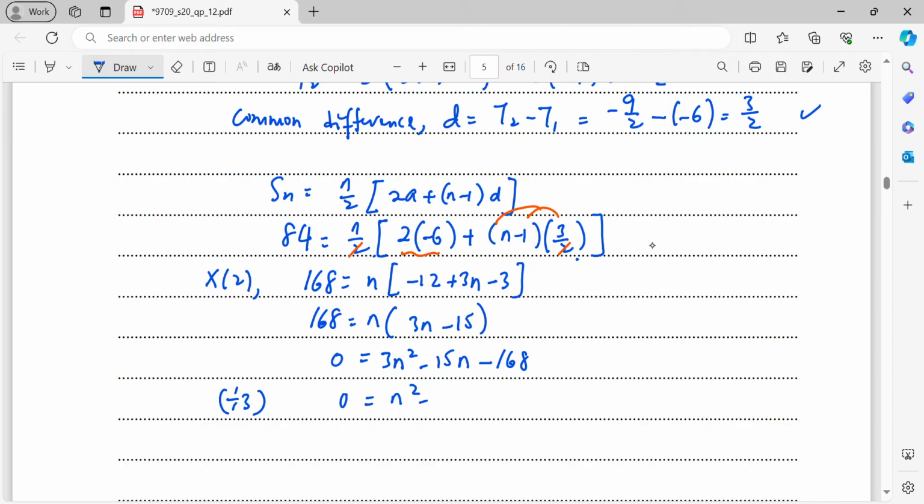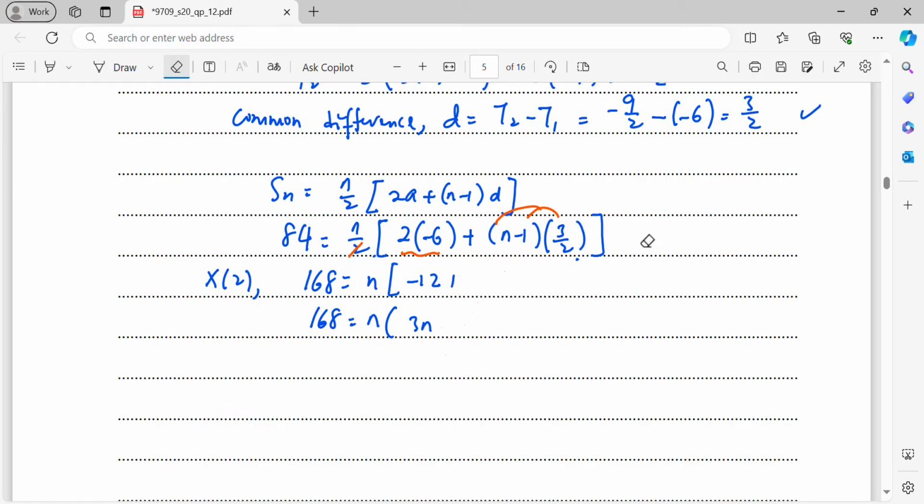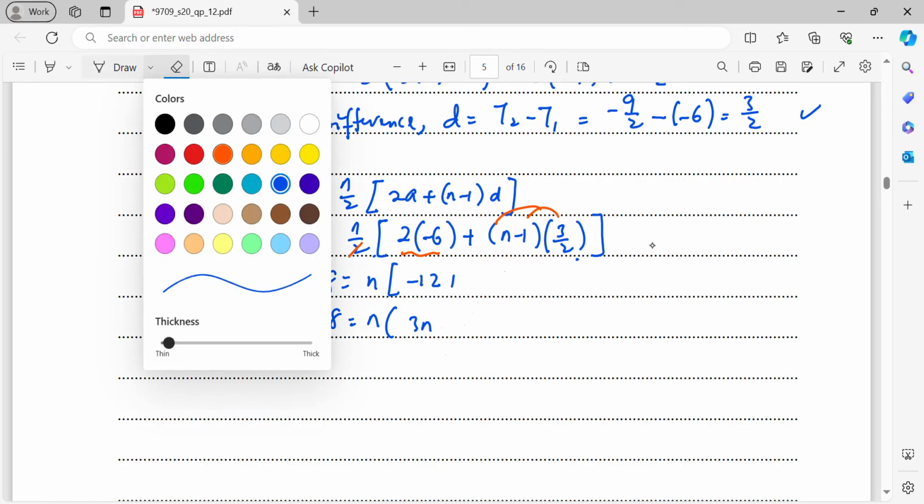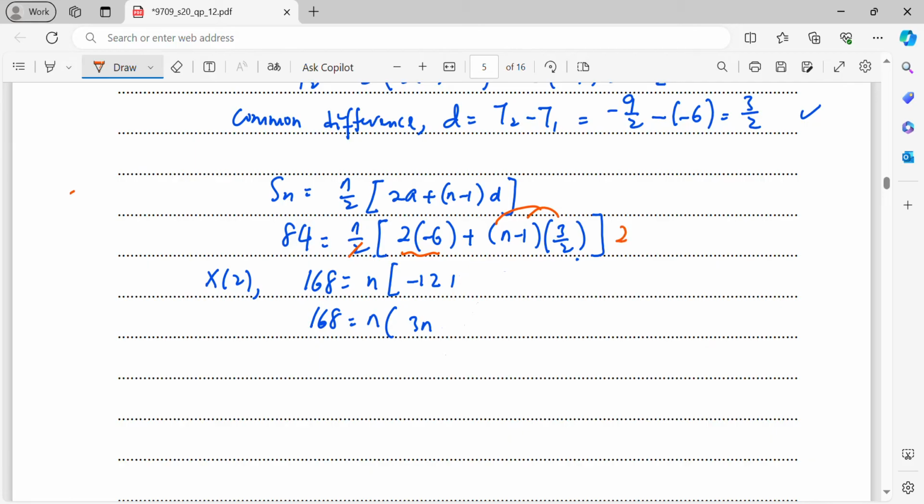Okay, wait. Alright, I overlooked this. I multiplied by 2, right? So this was supposed to be, wait. There's a mistake over here. Because I multiplied by 2, when you multiply by 2, the 2 and the half cancel off, but then you still have another half outside. That means basically I need to multiply by 4. So never mind, I leave it in this form first.